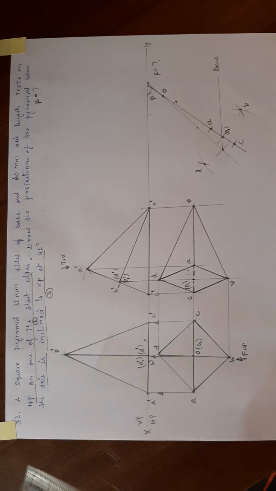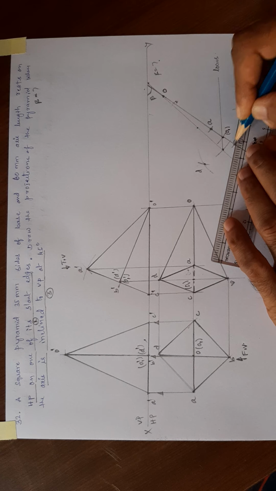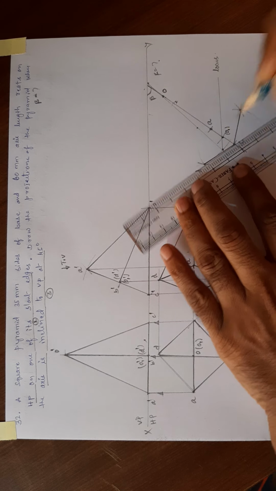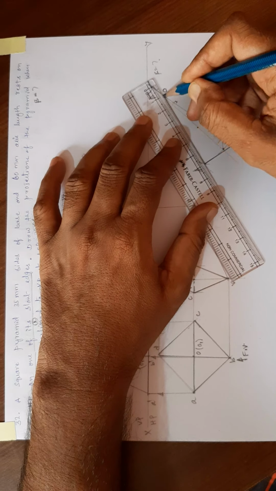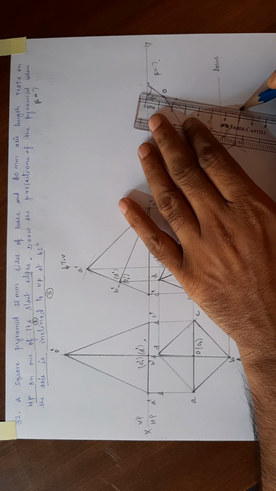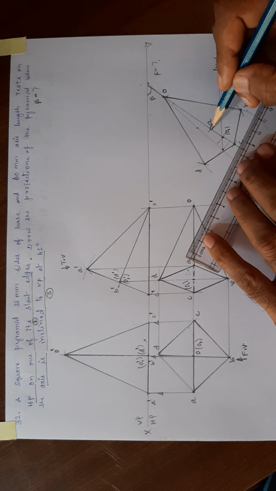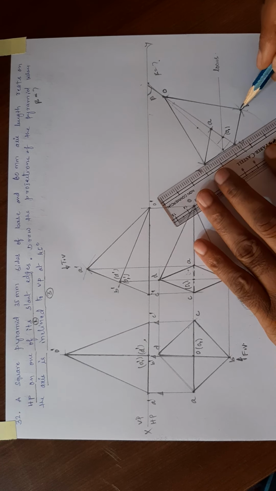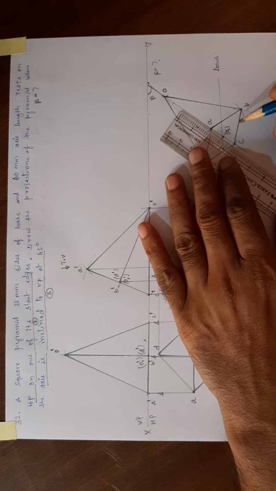Now join all the points. B to C, C to D, and D to O, then B to O, like this. Then A to D. With thick line, reconstruct A to D and A to B, and C to D.